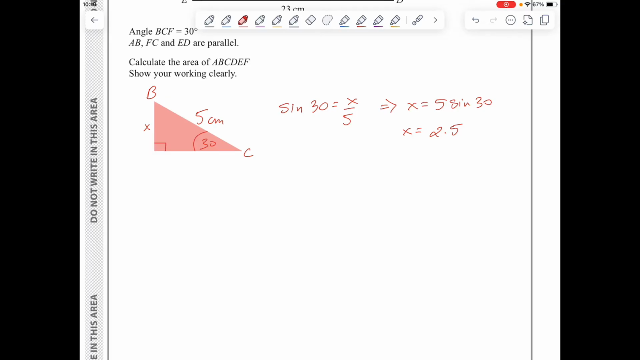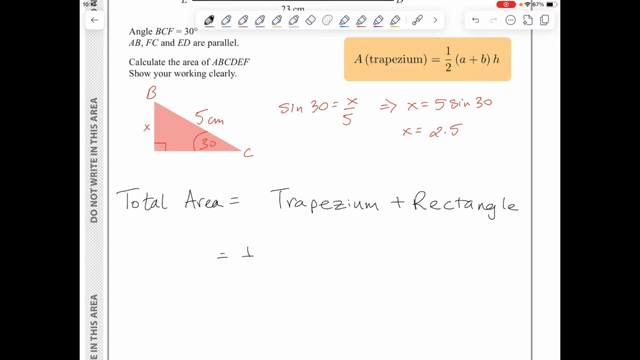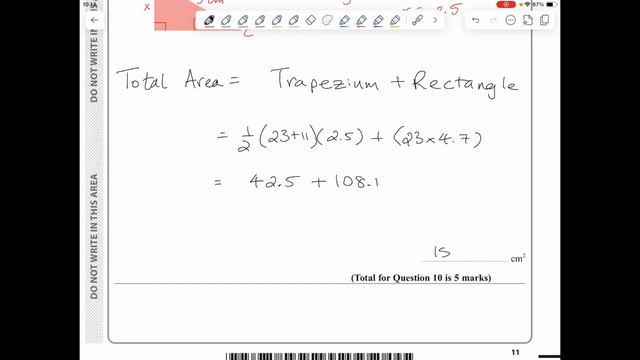As I said before, the total area is equal to the area of the trapezium plus the area of the rectangle. And the area of the trapezium is given by the following formula. So for the trapezium, I have 1 over 2 times 23 plus 11 times 2.5, which is the height I just found above, plus the area of the rectangle, which is 23 times 4.7. The area of the trapezium is 42.5. The area of the rectangle is 108.1. So the total area is 150.6 cm squared.